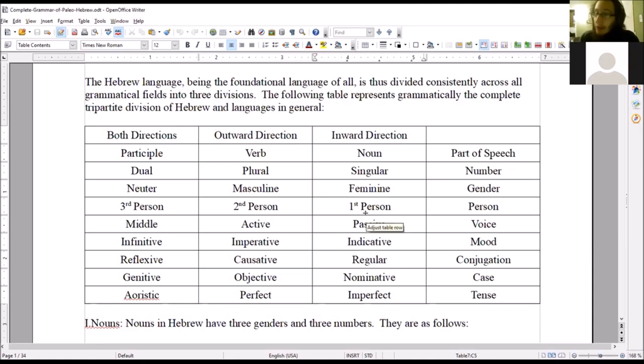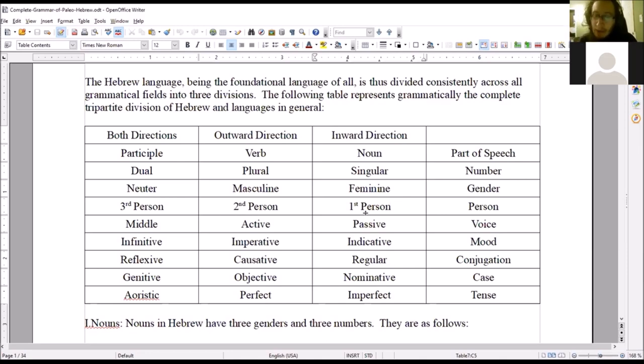Conjugation for verb is the regular conjugation. Causative is causing someone else to do something. So with a regular verb, you're doing something yourself. But in Hebrew, there's something called a causative verb. So you're causing someone else to do something. Reflexive, you're causing yourself to do something. So it's inward and outward because it's reflexive.